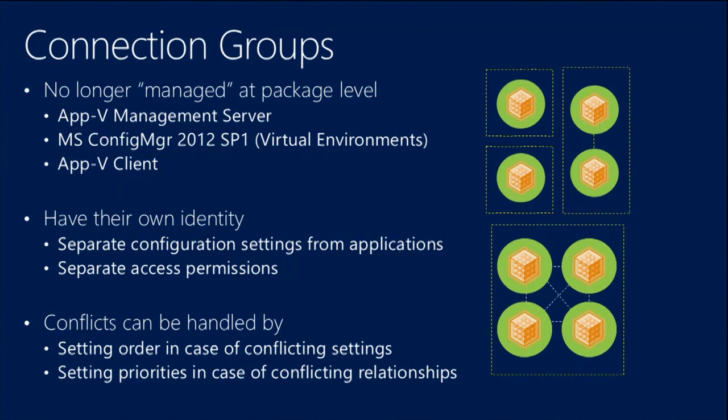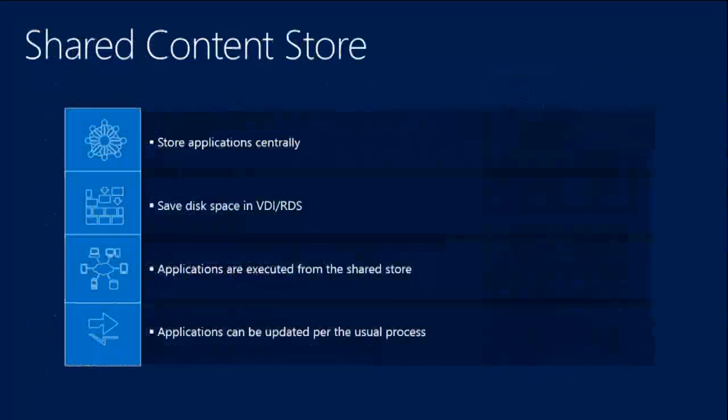Now, if you join 2 applications in a connection group, there's a theoretical chance that there might be a conflict. But conflicts can be handled. You can set the order of the applications, and the highest one takes precedence. But you can also, if an application is part of 2 connection groups and you launch that specific application, tell the App-V client which of the 2 connection groups it should by default run in. So all those conflicts can be handled as well.